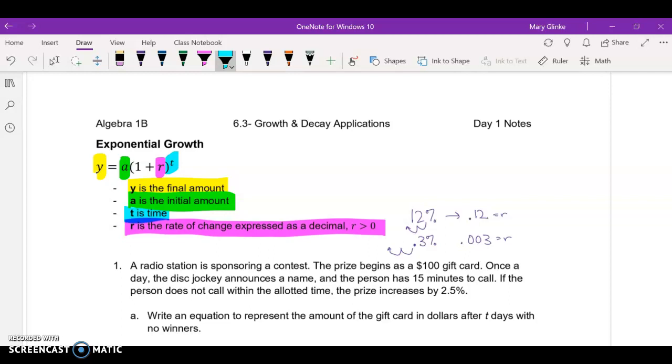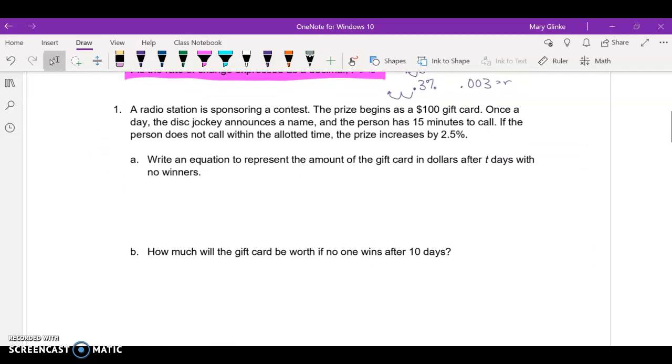This is exponential growth because this 1 plus r, that would be your base, and since it's going to be greater than 1, your functions will be growing over time. So let's take a look at what this would look like in a word problem. So you have a radio station sponsoring a contest. You have a $100 gift card. However, if you don't make it within the first 15 minutes and it's wrong, then the next day it's a rolling prize. The prize is going to increase by 2.5%.